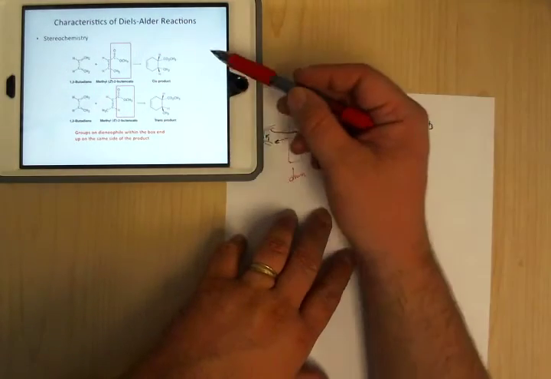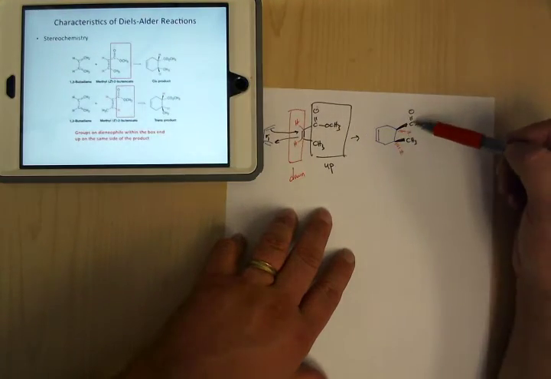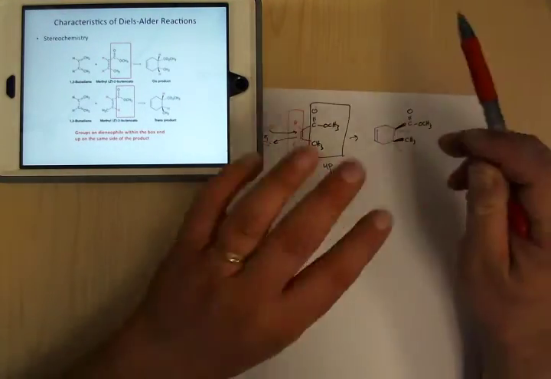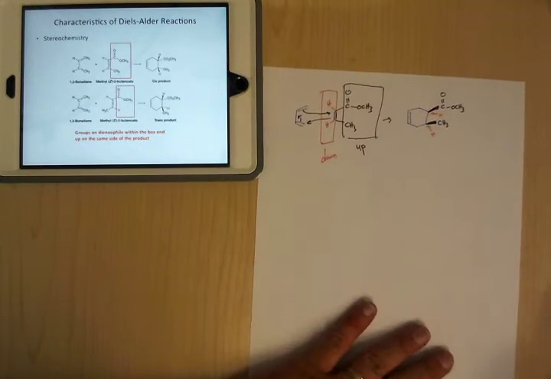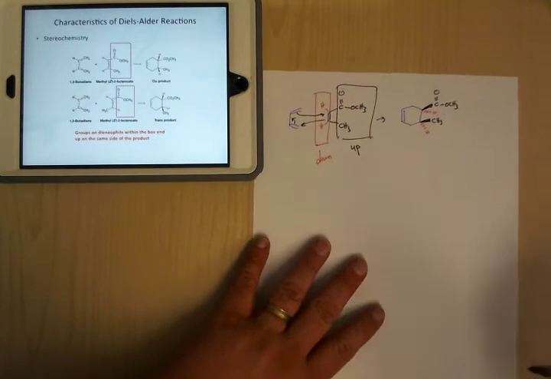Okay, in this case, it was the opposite. It said these two guys were going down, and then these two guys were going up. But again, we're just doing a slightly different enantiomer. So we're doing the opposite enantiomer.